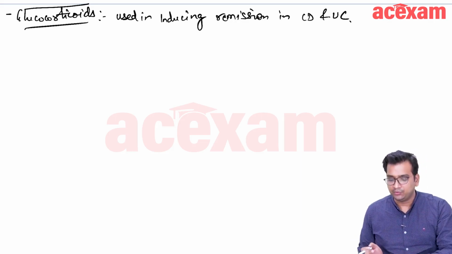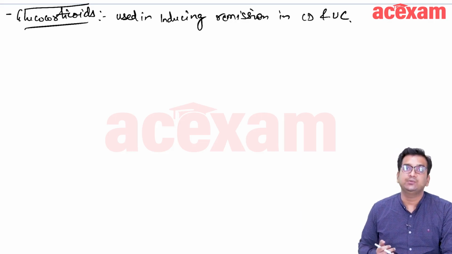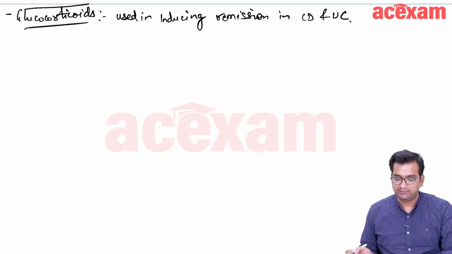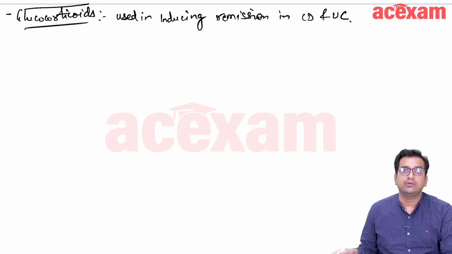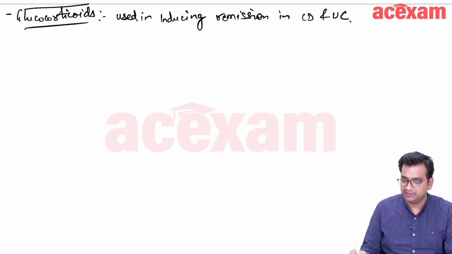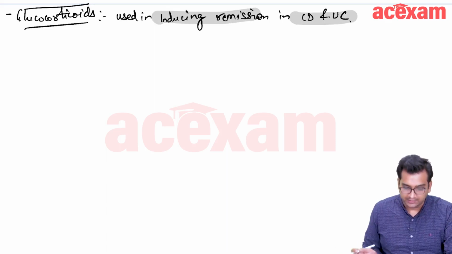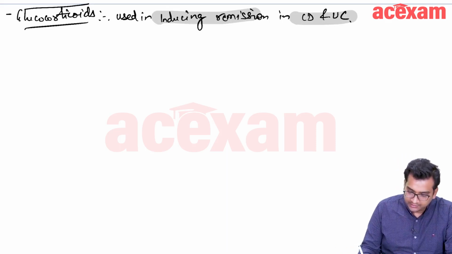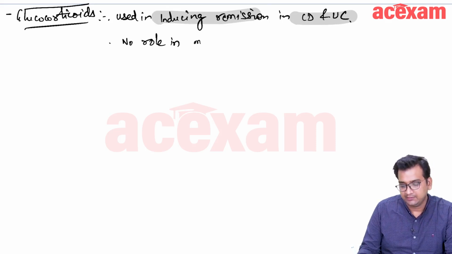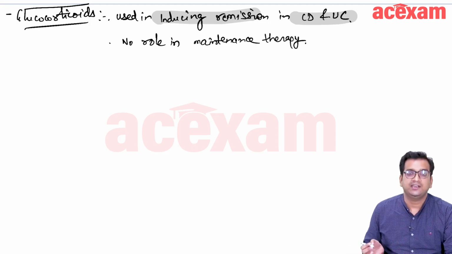So these glucocorticoids are helping in inducing remission. We cannot give a person a glucocorticoid for the lifetime in these cases. So the main role of glucocorticoids is in inducing remission, and it is helpful in both ulcerative colitis and Crohn's disease. Now, they are having no role in maintenance therapy. This is important. They are having no role in maintenance therapy.